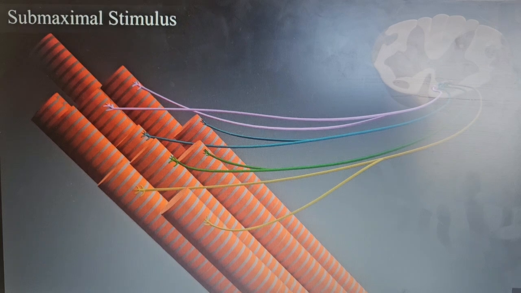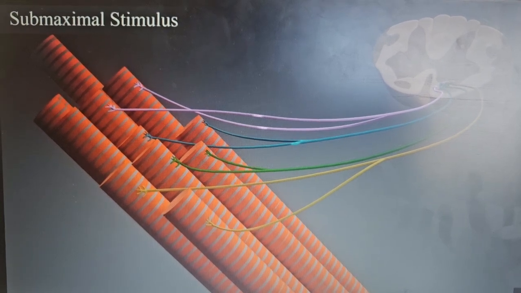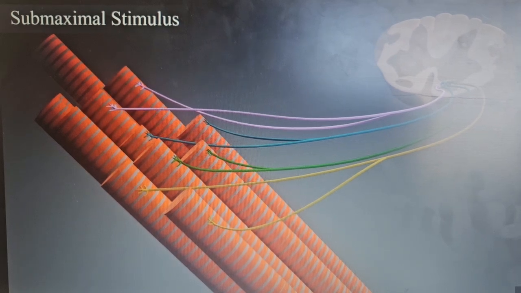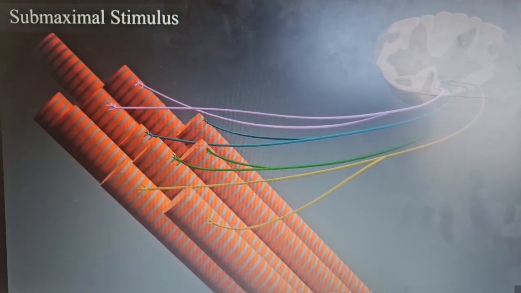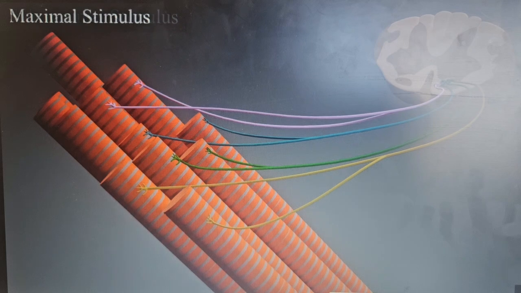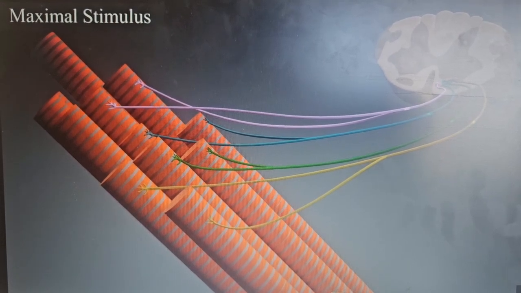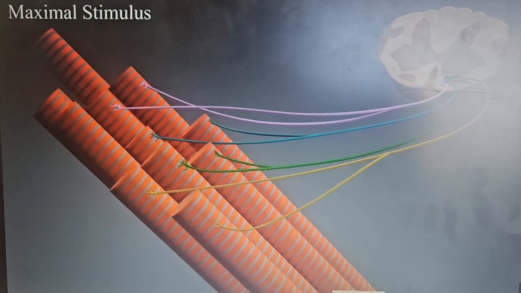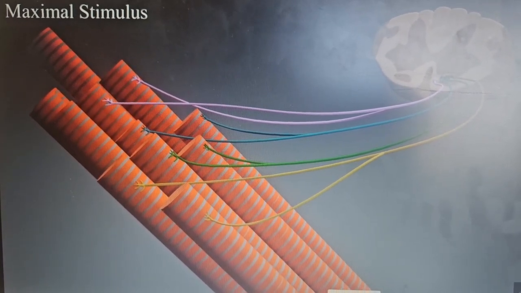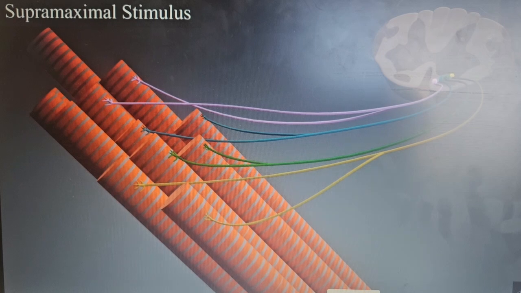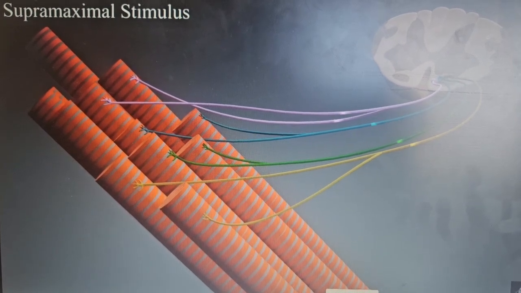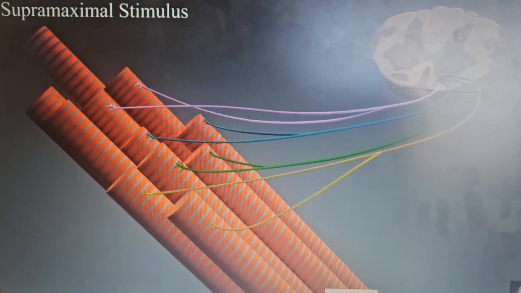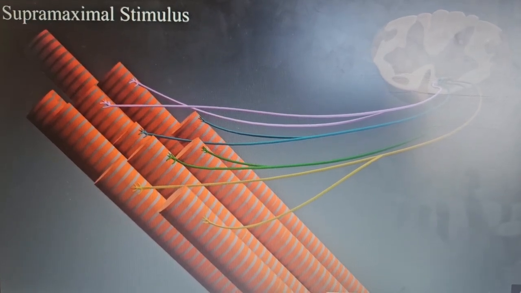As the strength of stimulus goes on increasing, the number of motor units excited goes on increasing. This increases the strength of contraction of the muscle. A maximal stimulus stimulates all the motor units in the muscle. This leads to the strongest possible muscle contraction. A supramaximal stimulus cannot stimulate any more motor units. Thus, the strength of contraction does not increase beyond maximal stimulus.